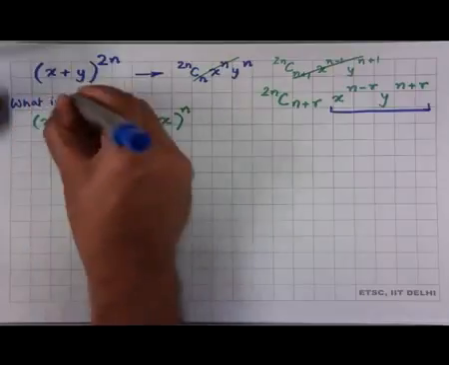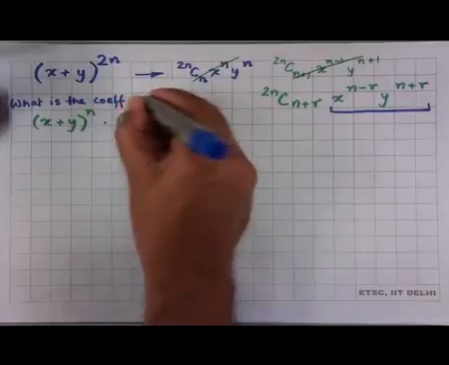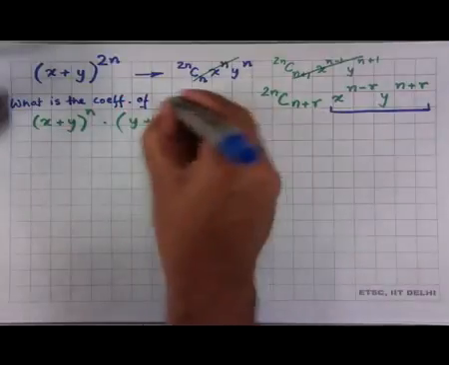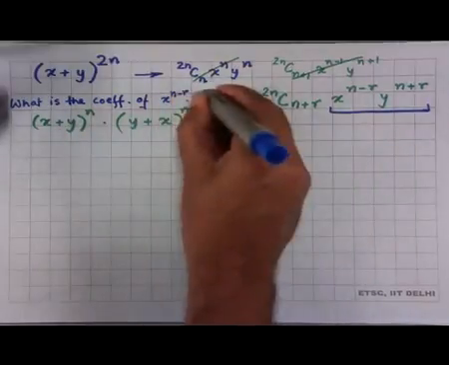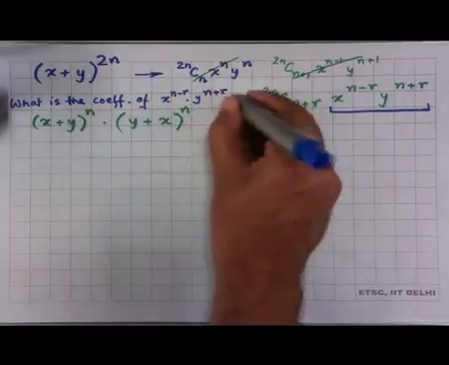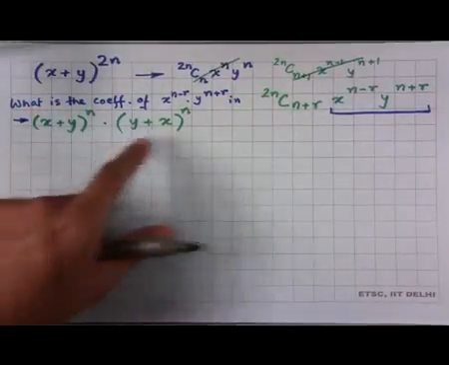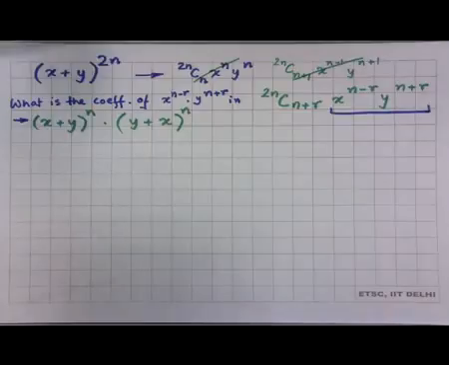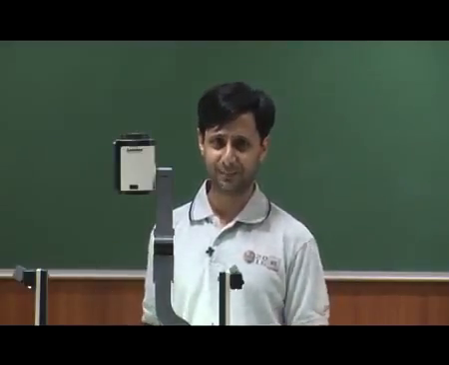So, let us rephrase the question. What is the coefficient of x power n minus r times y power n plus r in (x plus y) whole power n times (y plus x) whole power n? This is our question. Now, there are many ways to break up x power n minus r times y power n plus r. Okay, many ways to break it up.